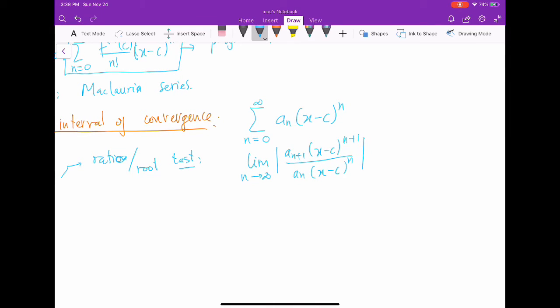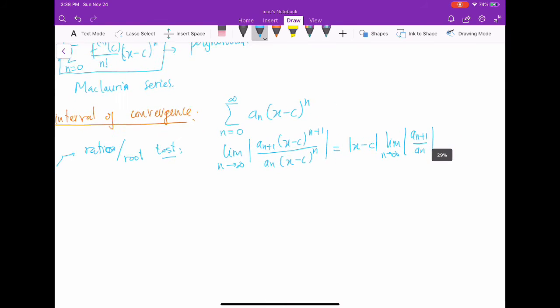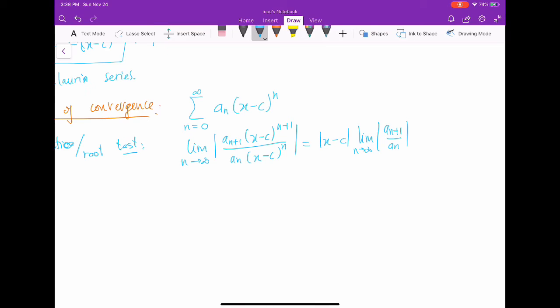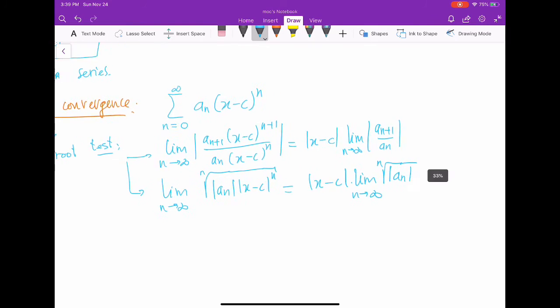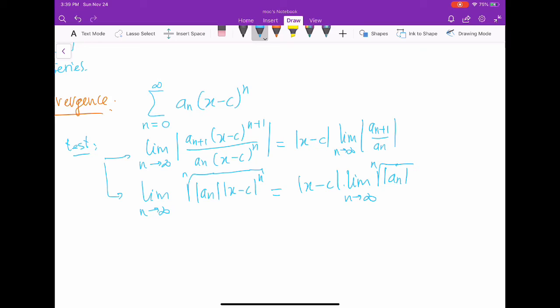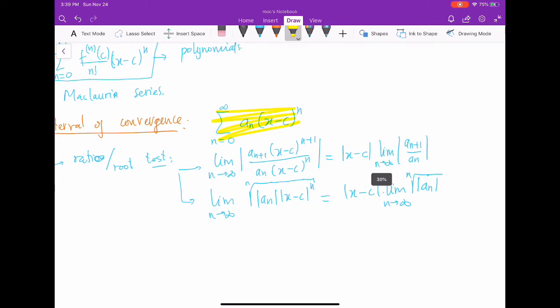Let me write it here. That is the absolute value of x minus c times the limit of the absolute value of a_(n+1) over a_n, if you use the ratio test. Or if you use the root test, you have to consider the limit of the nth root of the absolute value of a_n (x minus c)^n as n goes to infinity. That is again the absolute value of x minus c times the limit of the nth root of the absolute value of a_n. It really depends on your series, so you have to decide on the ratio or root test.